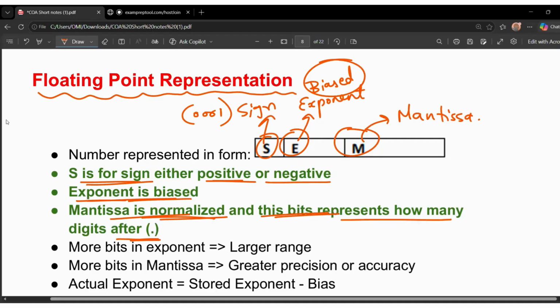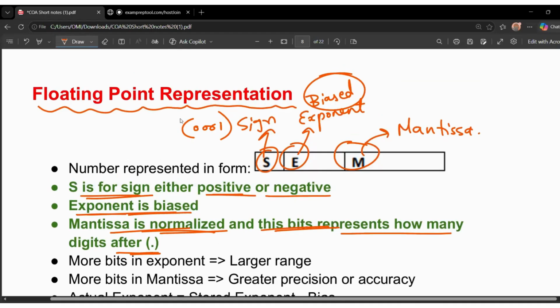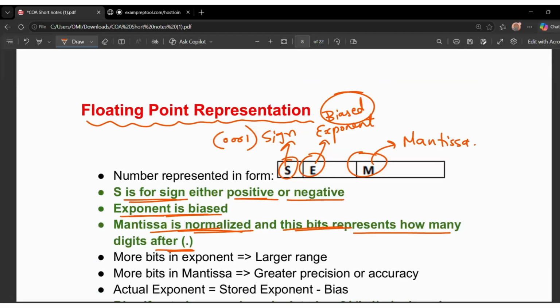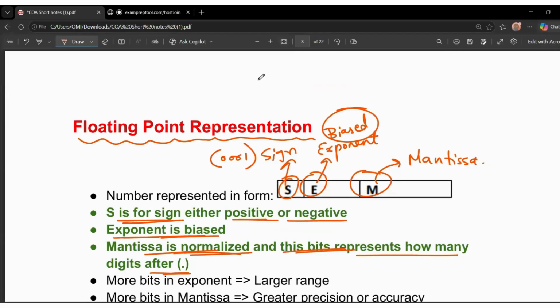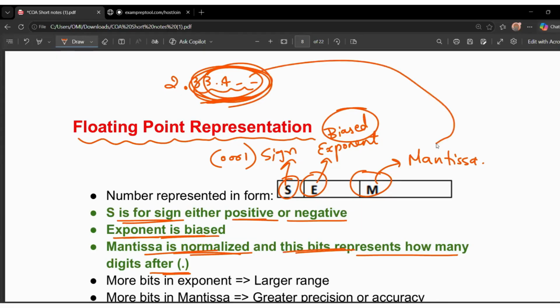So if you have something like 2.3335, after the point, this will be your mantissa, and this entire thing will be stored here in the mantissa bits.